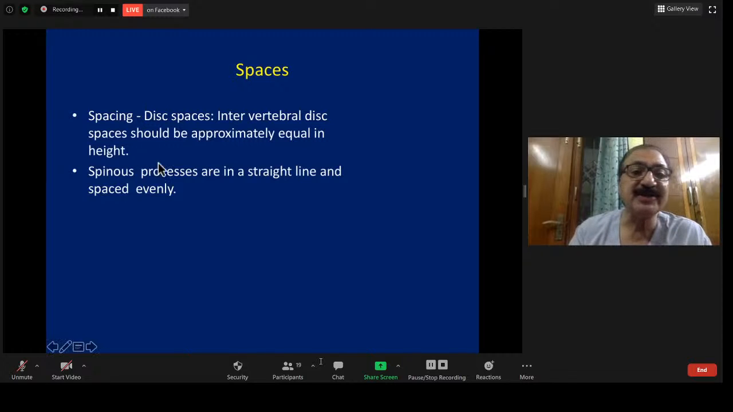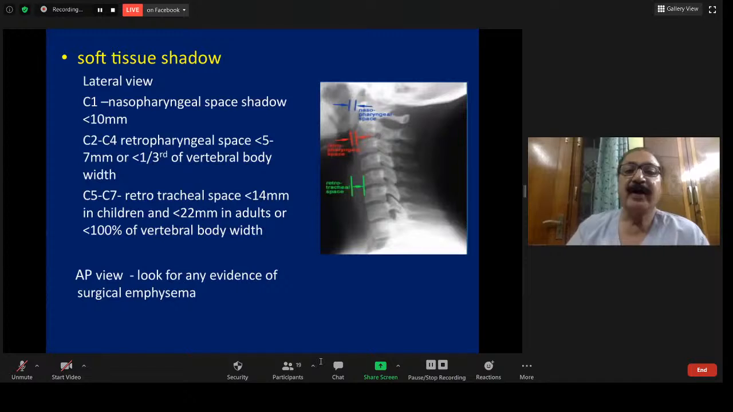Talking about these spaces, this space should be approximately equal in the spine, which I've already shown you. I don't think I need to elaborate any further. Talking about the soft tissue shadow, I'll spend some time here. You must understand what are the normal soft tissue shadows which are seen in the cervical spine.